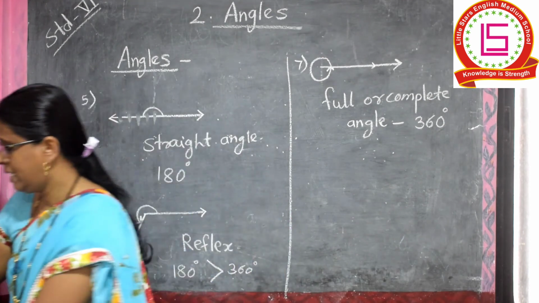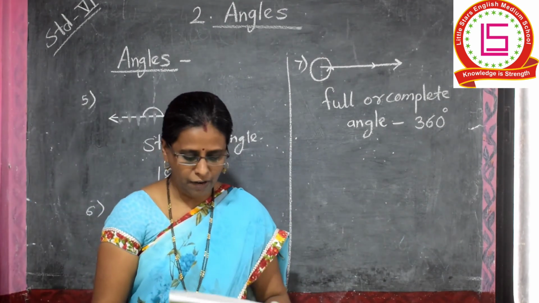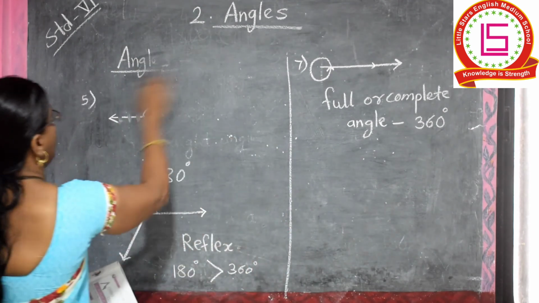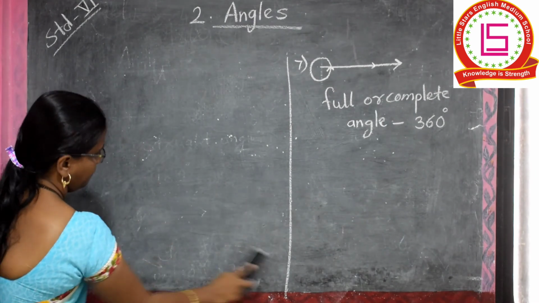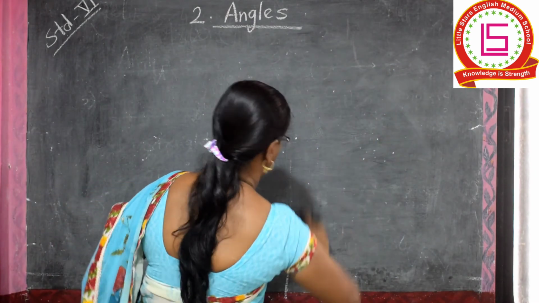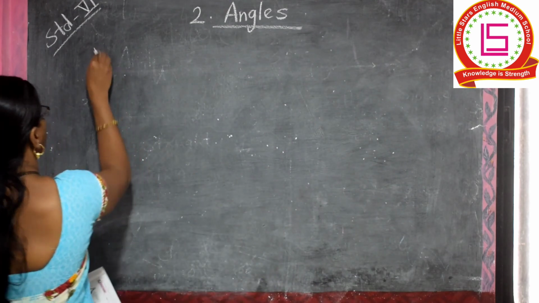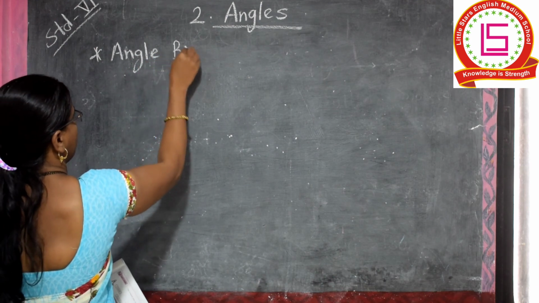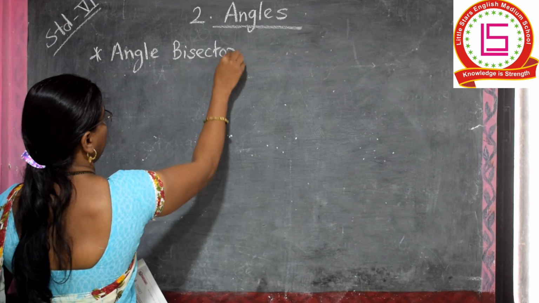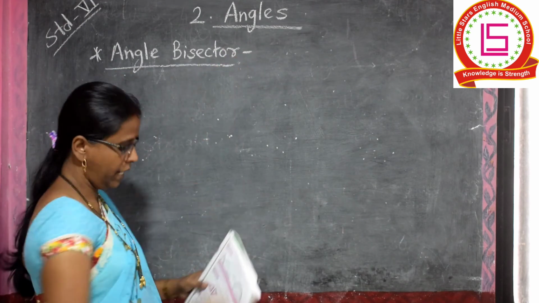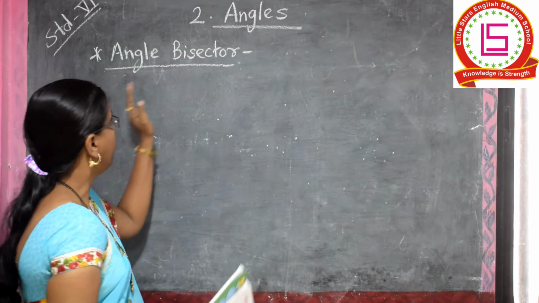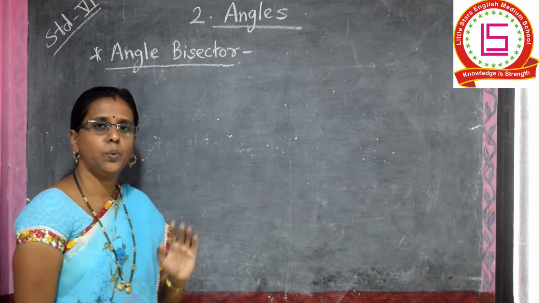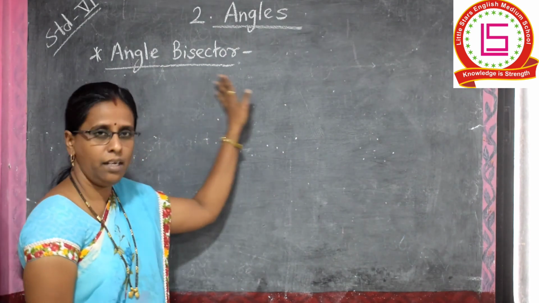Okay. Then see, our next point is angle bisector. What is meant by angle bisector? To divide the given angle into two equal parts. To divide the given angle into two equal parts is called the angle bisector.